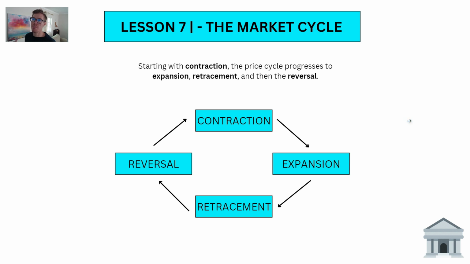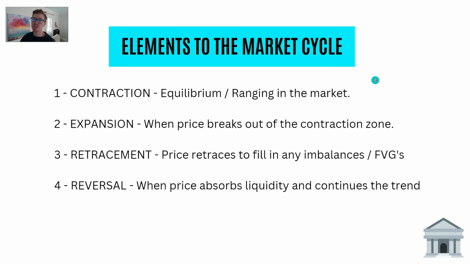Lesson number 7, the market cycle. Starting with contraction, the price progresses into expansion, retracement, and then the reversal phase. And this cycle repeats and repeats for all time. Elements to the market cycle. We've got this contraction, expansion, retracement, and reversal. Backtest your charts and you will start to see the repetition of this cycle over and over again.